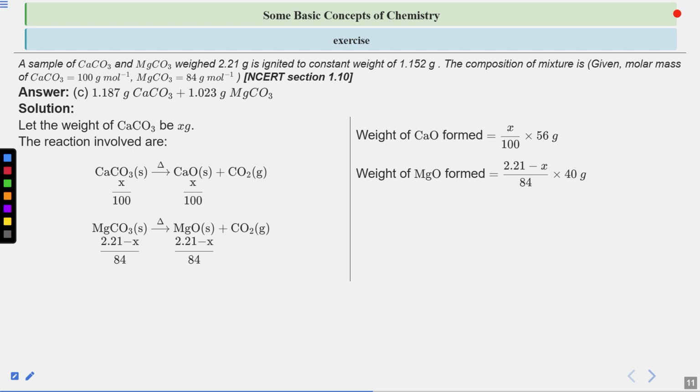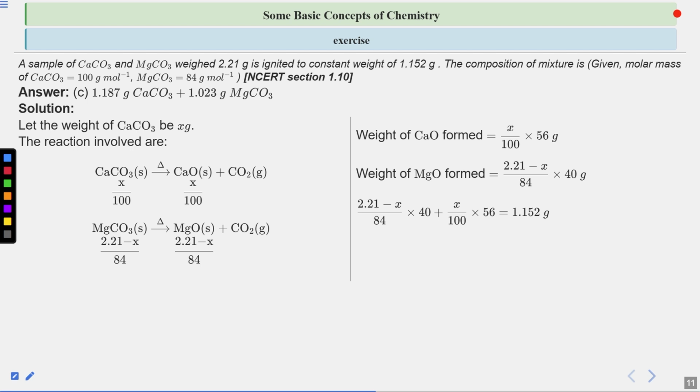And what is the weight of magnesium oxide? We know that we have formed (2.21 minus x) by 84 moles of magnesium oxide. So if you multiply the number of moles with the molar mass, you will get the mass of magnesium oxide also. So you got the mass of calcium oxide and you got the mass of magnesium oxide.